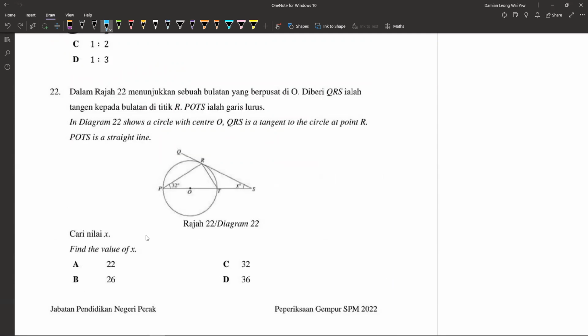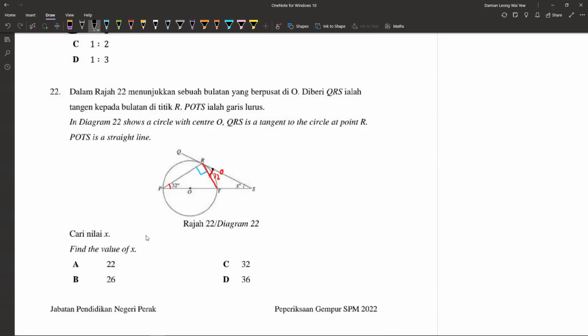So the angle here should be 90 degrees, because when I use the diameter to form a triangle, it will be 90 here. Yeah, this angle, because QRS is a tangent line, tangent and chord forming the angle. So the opposite of the chord will be the same angle. Here is 32 degrees.